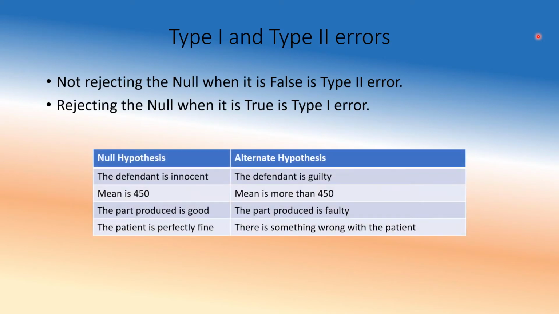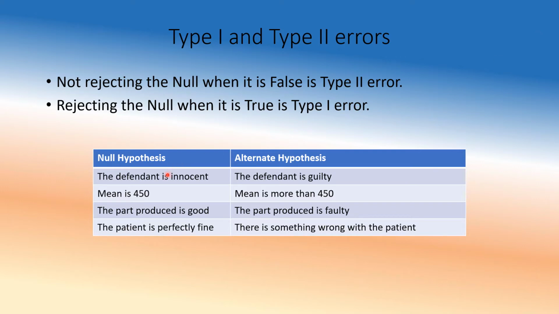So let's comprehend what these two are first of all. Type 1 error is when you reject something which is good. Type 2 error is when you don't reject something which should be rejected, something which is bad. So let's do a quick example to save some time.